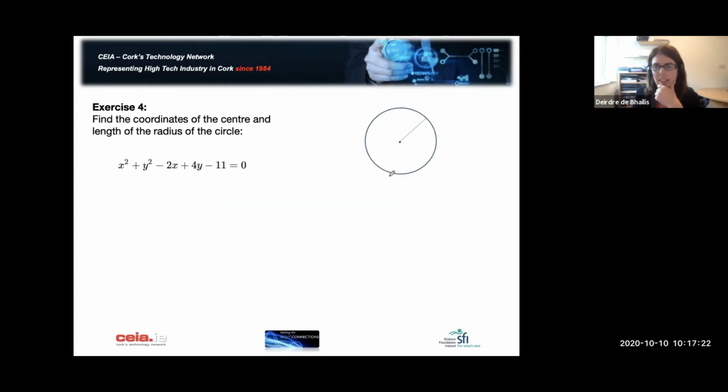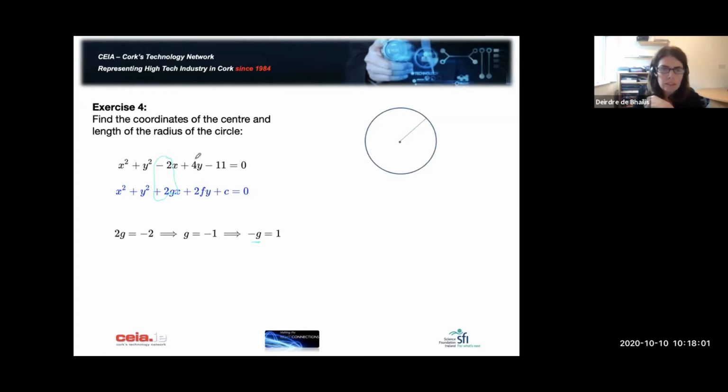Exercise 4, taking the other version of the equation. How do we extract the center and the radius from this one? So this time we know we're looking for minus g and minus f. Again, we're going to compare it with the general equation given on the tables. What we can see here is that 2g is equal to minus 2. That means g is equal to minus 1. But remember, we're looking for minus g for the center in this one.